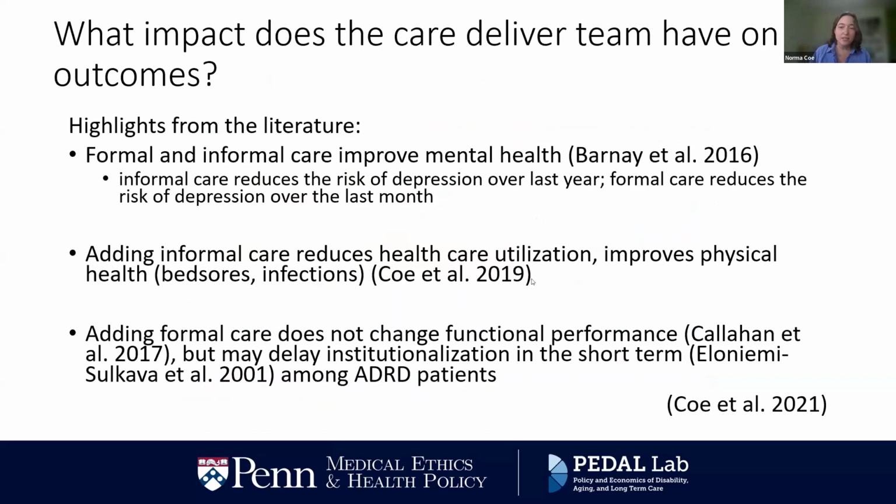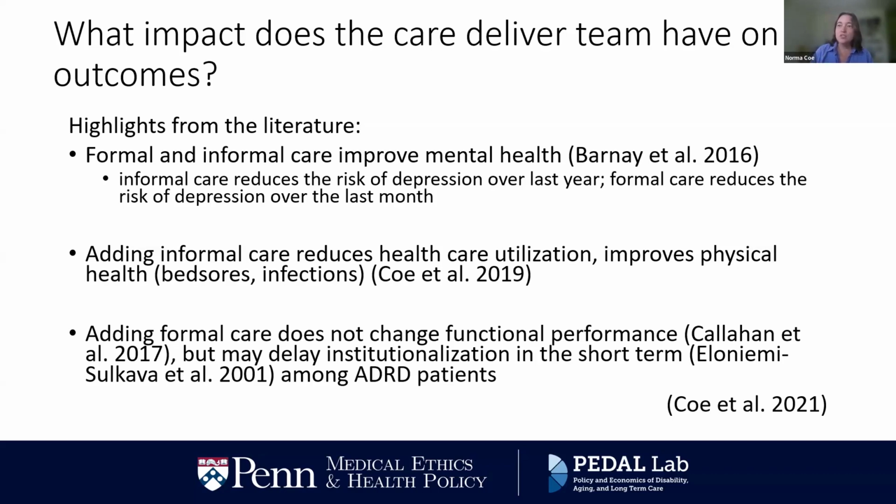And so first we ran a systematic literature review, and there were a lot of papers looking at the correlation between care delivery team and patient outcomes. But there's a lot of concern that the care delivery team may be determined by underlying health characteristics. You can easily imagine a case where someone has their adult daughter taking care of them until they're so sick that they need to bring in extra help.